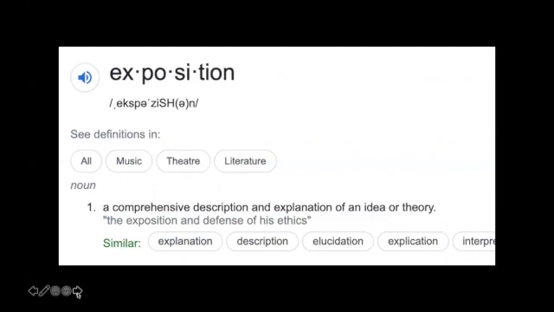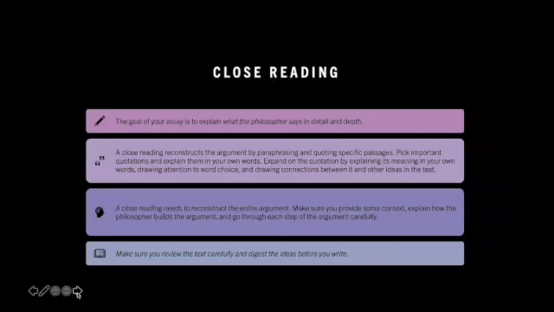It means you're going into depth and detail and trying to reconstruct the argument for someone who has never read the text before. So the most important thing in an exposition is to give a close reading of the argument or idea. The goal of your essay is to explain what the philosopher says in depth and detail. So you will be reconstructing the argument by paraphrasing and quoting specific passages.